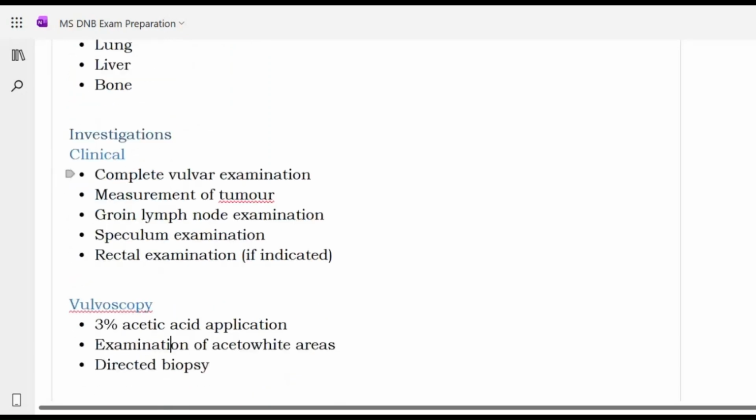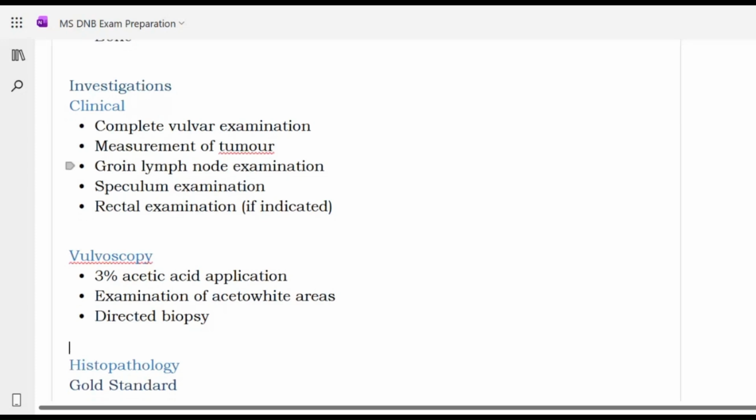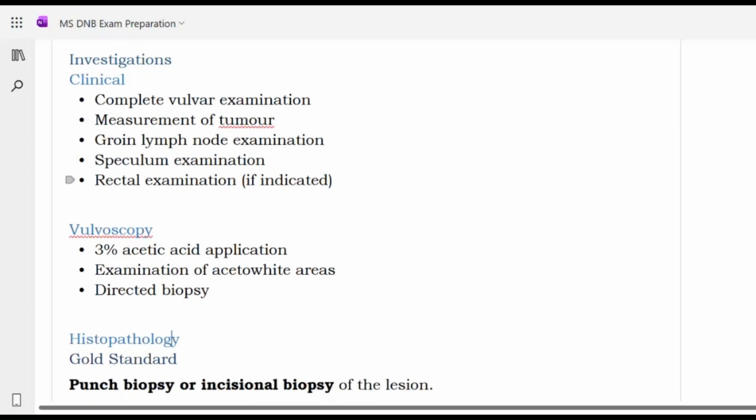So what investigation? First, you have to do a complete clinical examination. Apart from local vulval examination, you will also have to do per speculum examination and further routine investigations. So complete vulval examination is required. You have to measure the tumor, that we will come to know during the staging. This measurement of the tumor size is very important. Second, you have to assess the groin lymph node clinically as well as on investigation. Then speculum examination, rectal examination if indicated.